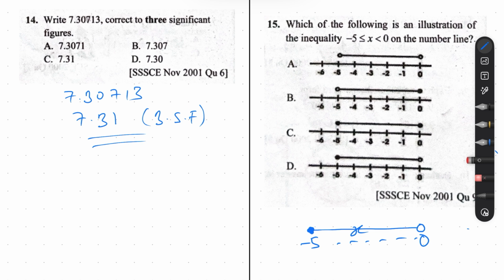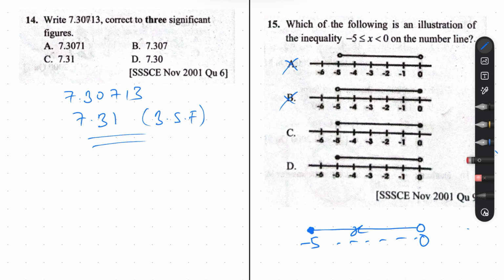A, when we look at it, -5 is not shaded, so this cannot be correct. We know that -5 is inclusive, so it's supposed to be shaded. So A is not acceptable. Now let's go to B. B also, -5 is not shaded, so this is not acceptable. Let's move on to C.